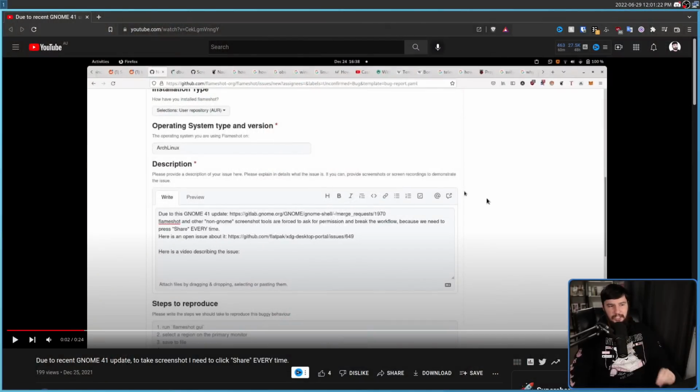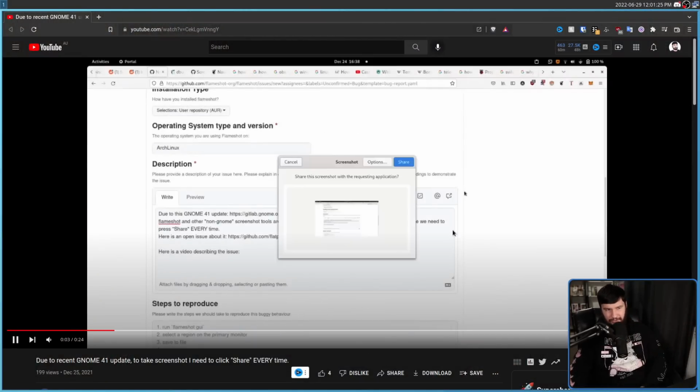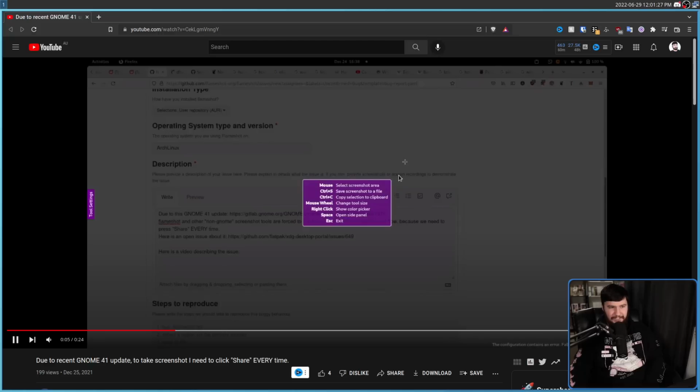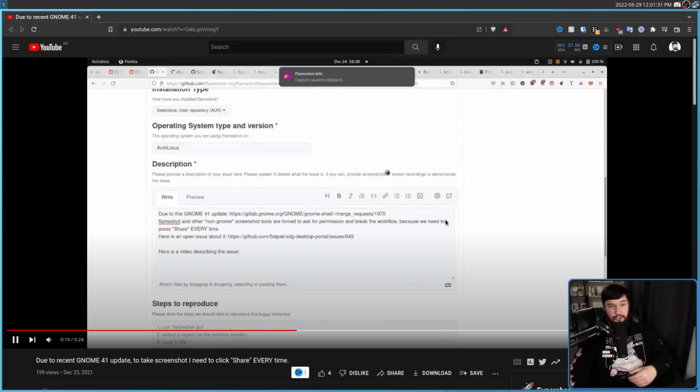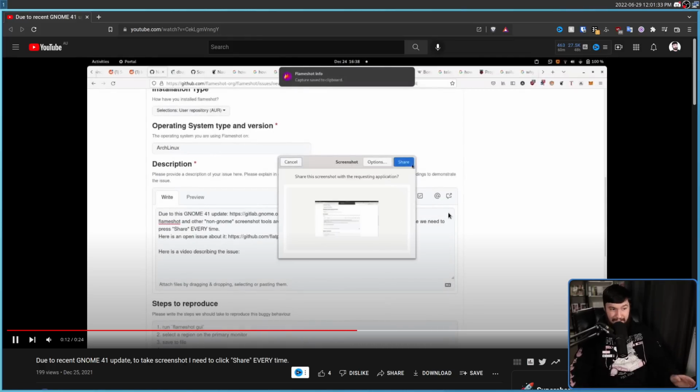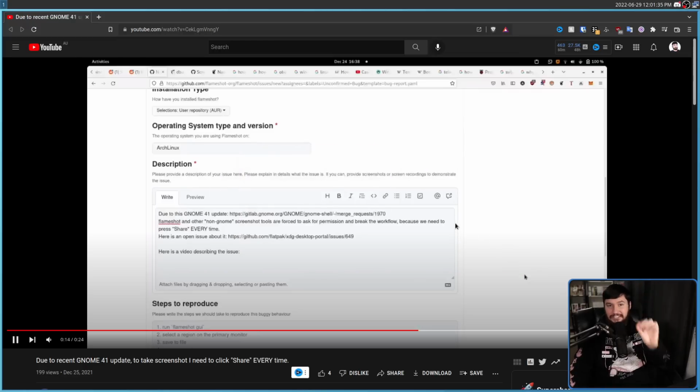So now applications are forced to go through the desktop portal, and the desktop portal on GNOME isn't set up as nicely as WL Roots. So this shows up. Every time you take a screenshot, you have to go and share your screen. It's not that you do it once and then you don't have to do it again; it's every single time.